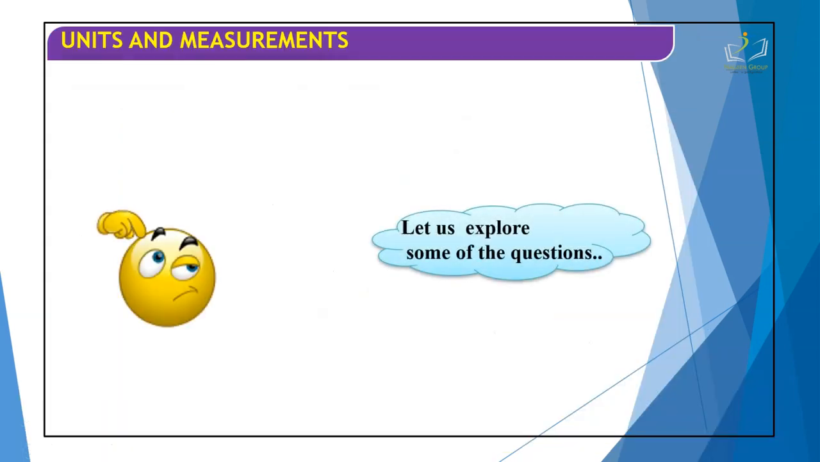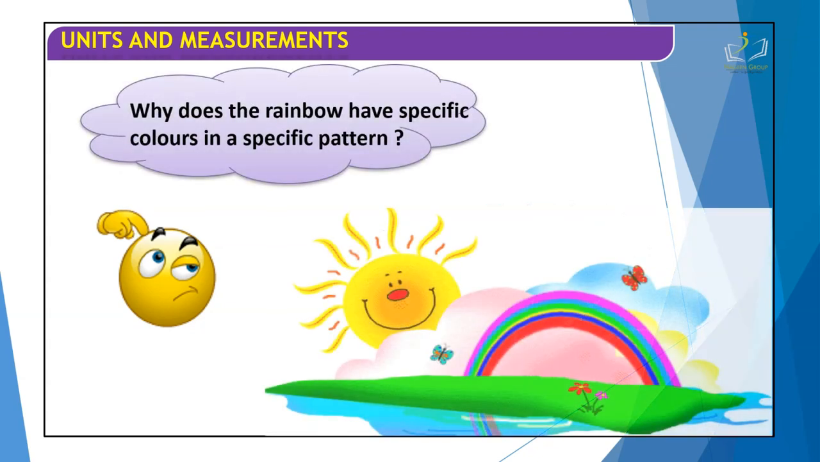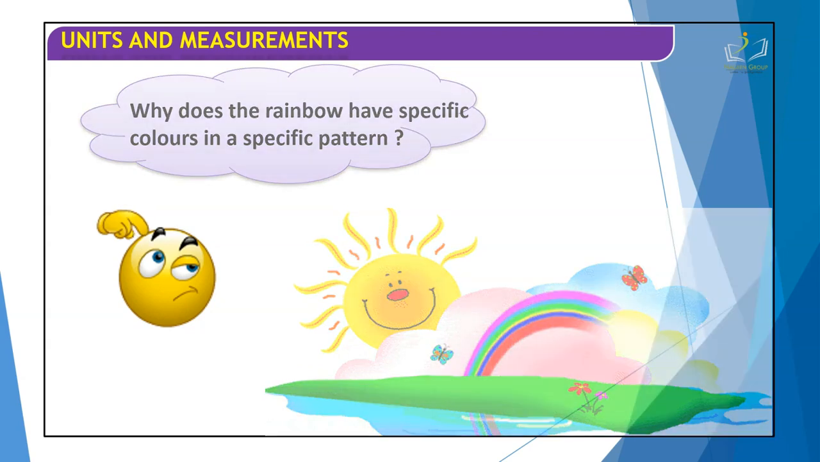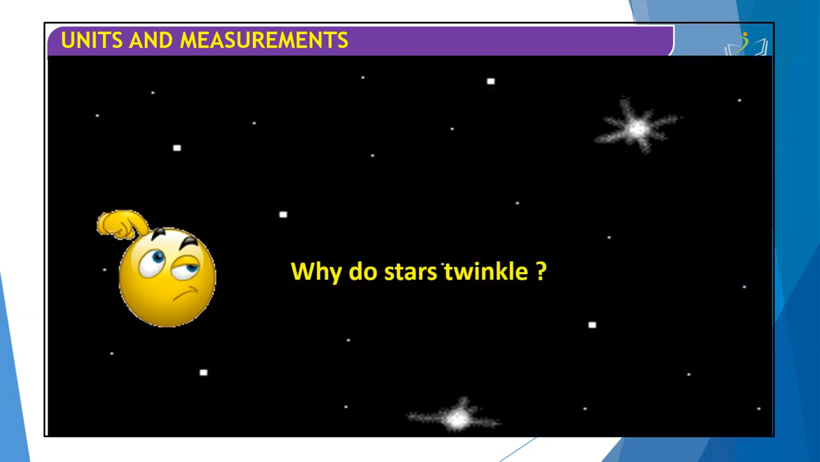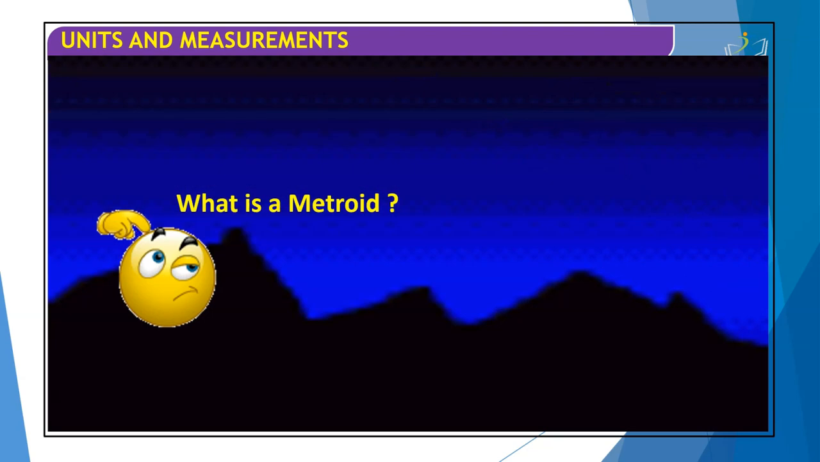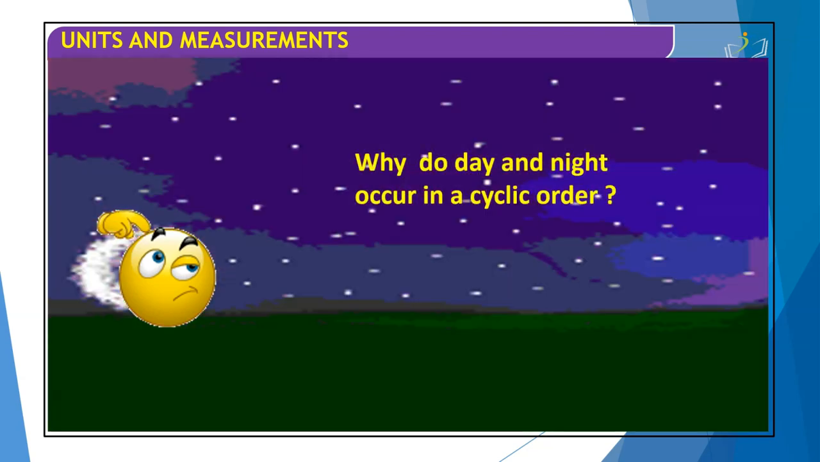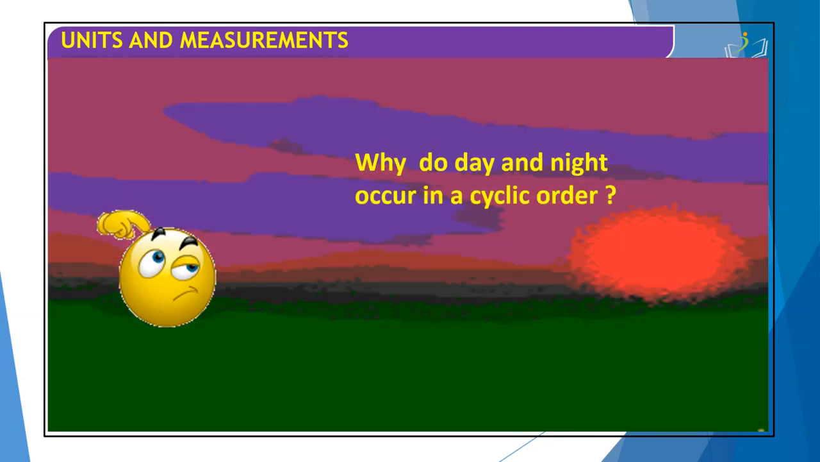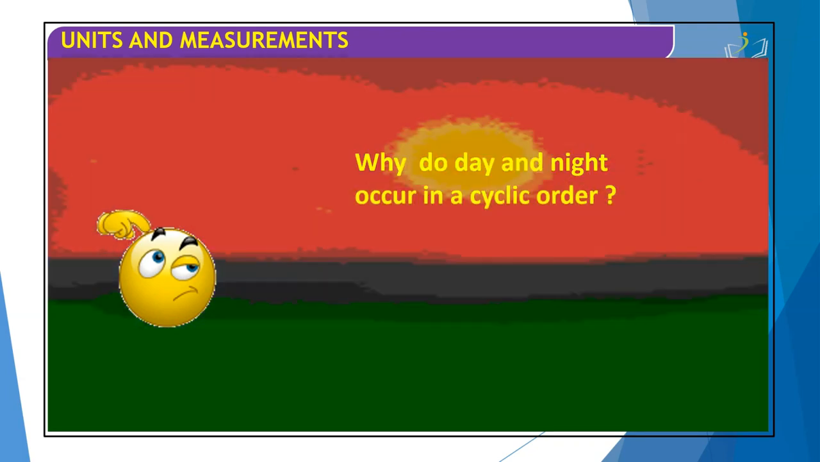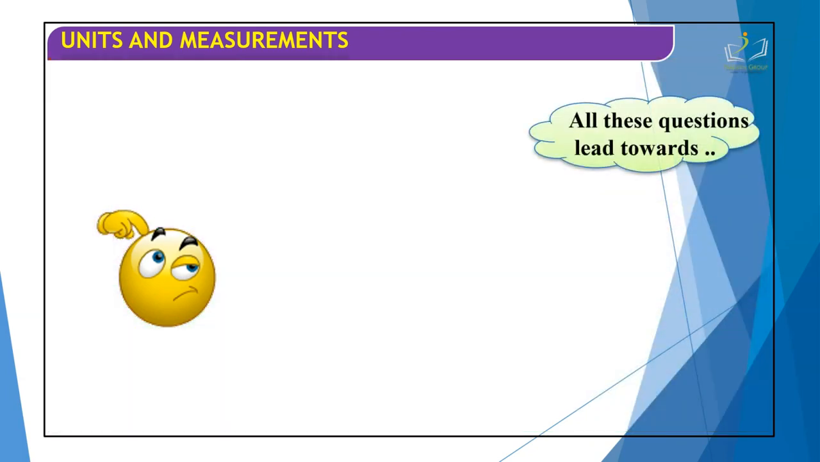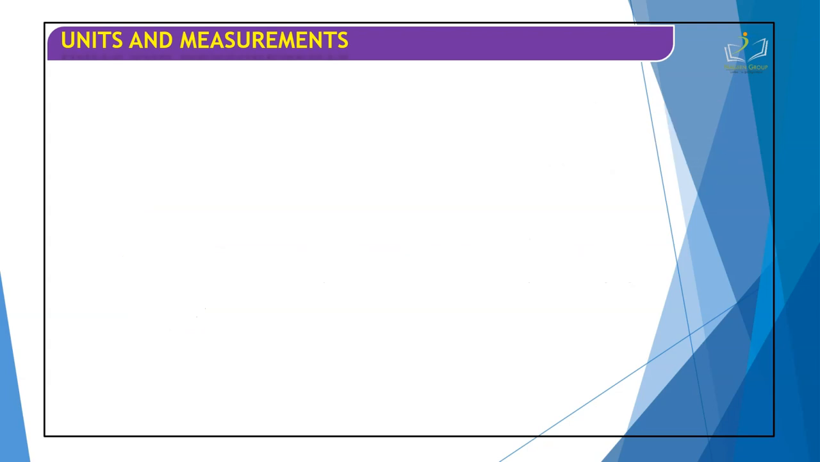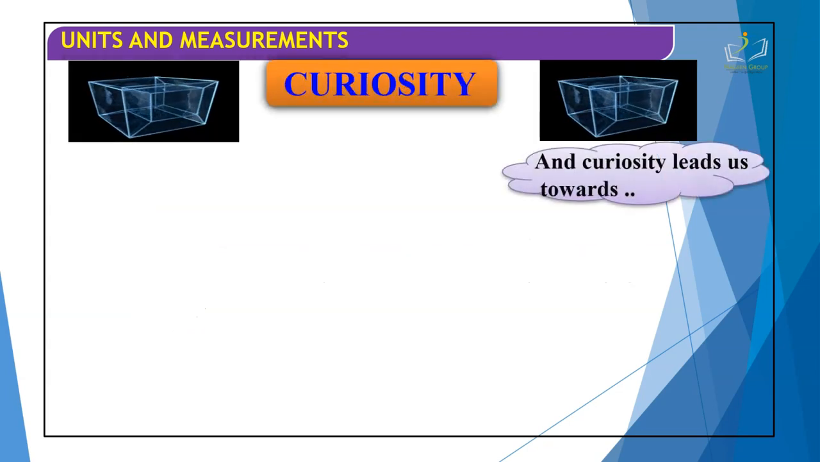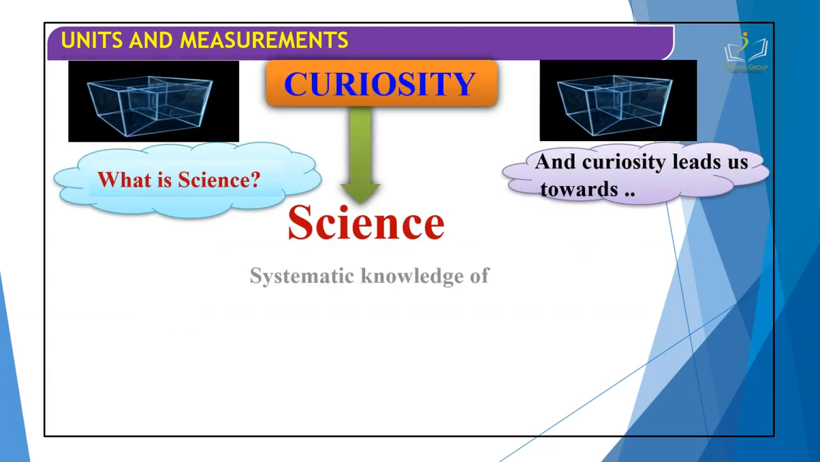So students, let us explore some questions. Why does a rainbow have specific colors in specific patterns? Why do stars twinkle? What is a meteoroid, and why do day and night occur in a cyclic way? All these questions lead to one thing, that is curiosity, and curiosity leads to science.